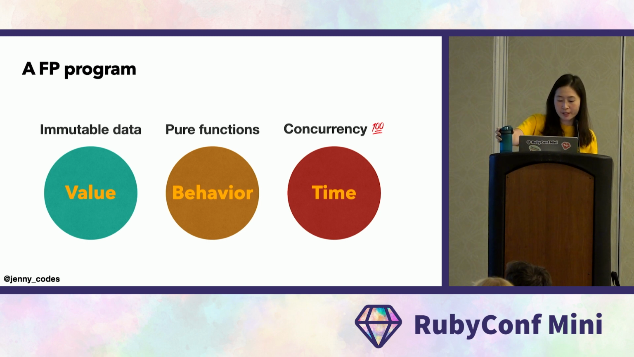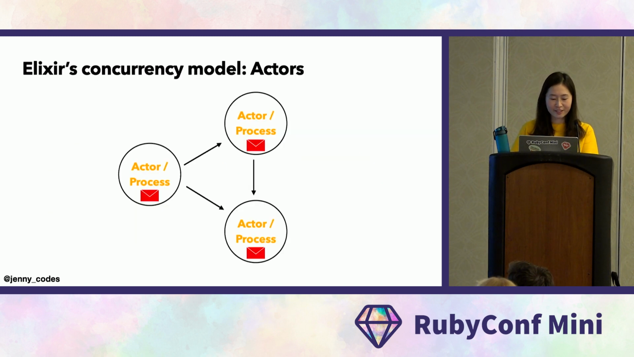Functional programming eliminates the problem because it models time as an explicit, separate element. And it turns out when we have immutable data and pure functions, we have a great foundation for concurrency. Let's see an example in Elixir. Elixir is a functional programming language. It runs on the Erlang VM and the OTP platform, which implements the actor model for concurrency.